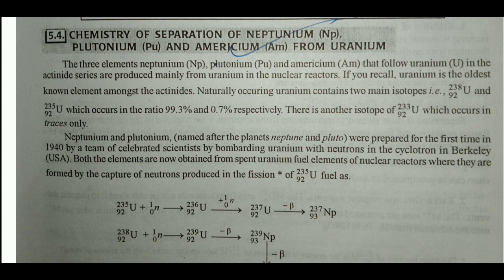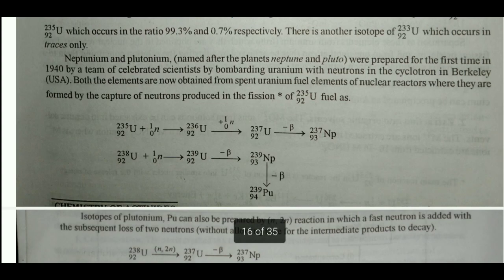There is another isotope, U-233, which occurs in traces only. Neptunium and plutonium, named after the planets Neptune and Pluto, were prepared for the first time in 1940 by a team of celebrated scientists by bombarding uranium with neutrons in the cyclotron in Berkeley, USA. Both the elements are now obtained from spent uranium fuel elements of nuclear reactors, where they are formed by the capture of neutrons produced in the fission of U-235 fuel.